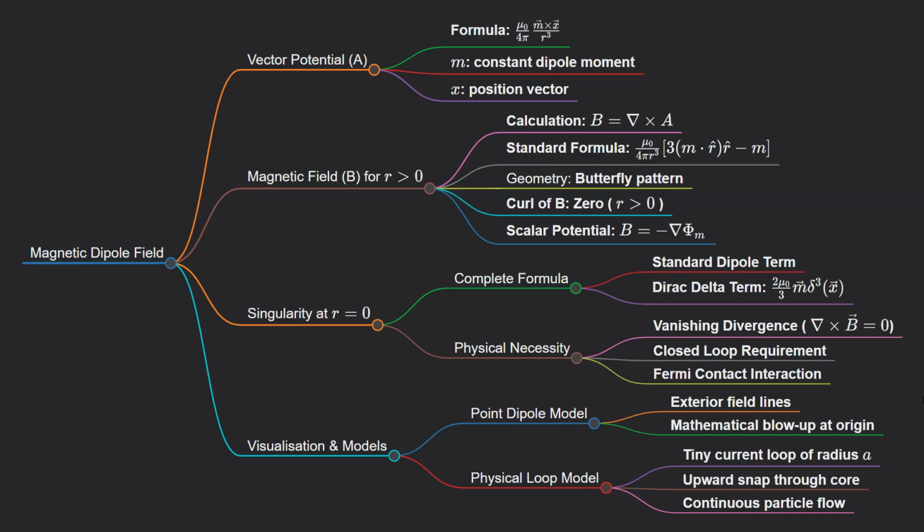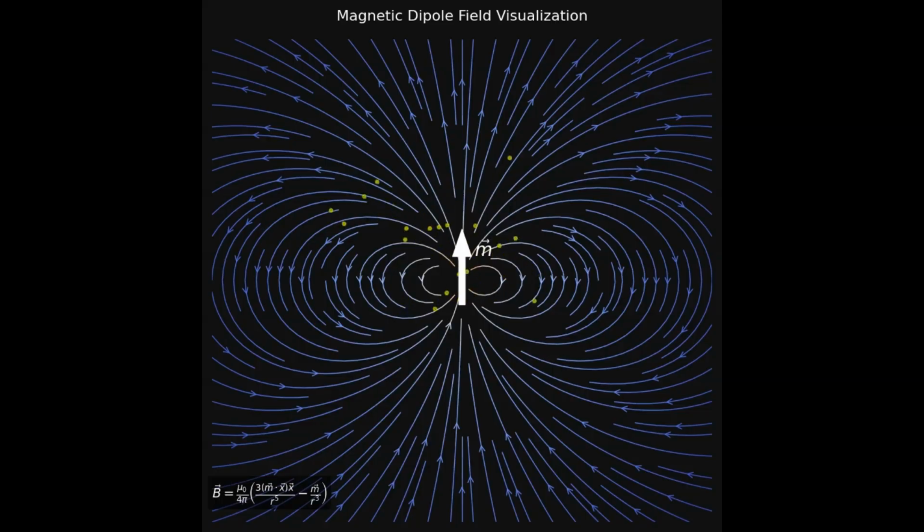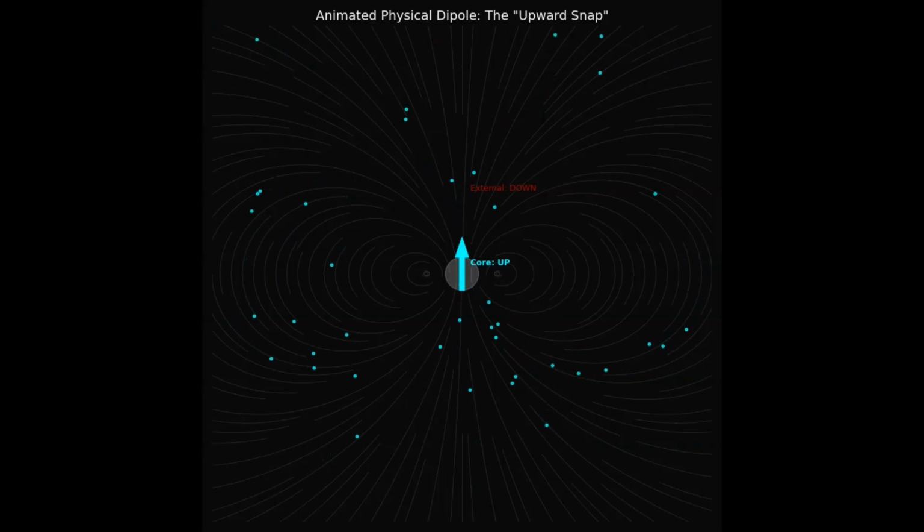The mystery of the center, the upward snap. A fascinating puzzle arises when we try to look at the very center of the magnet. In a purely theoretical model, the field appears to become infinite at that single point, which creates a mathematical singularity. To resolve this and remain physically accurate, we must treat the magnet not as a single point, but as a tiny loop of electric current.